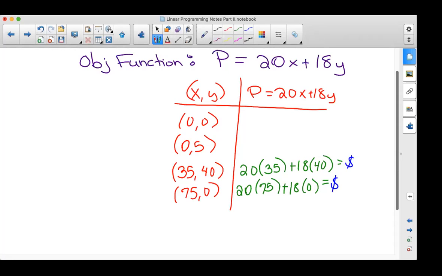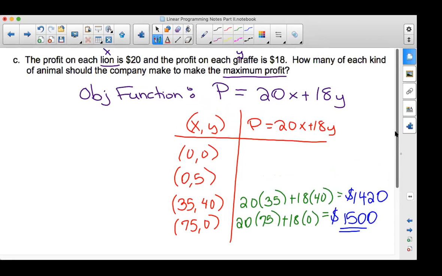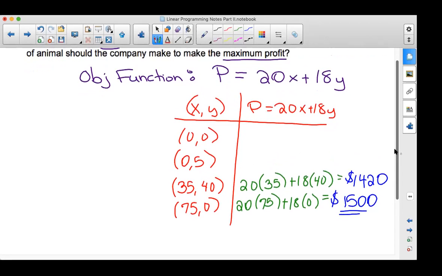Do you know how much money we make if we sell 35 lions and 40 giraffes? It would be 1,420. Yeah. And then what about 75 lions with no giraffes? 1,500. So the most amount of money we can make is $1,500 on 2 animals. Doesn't seem too bad. If we want to answer this question, how many of each kind should we make? Well, $1,500 is our max profit. And according to this, we should make 75 lions and no giraffes.